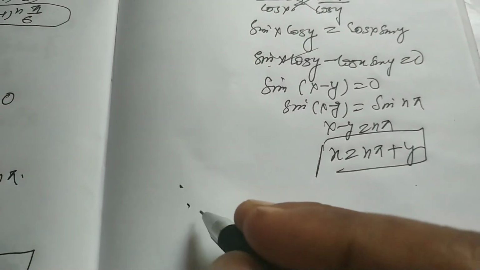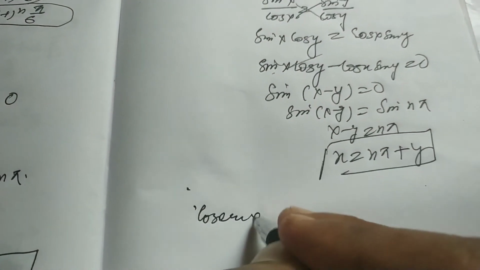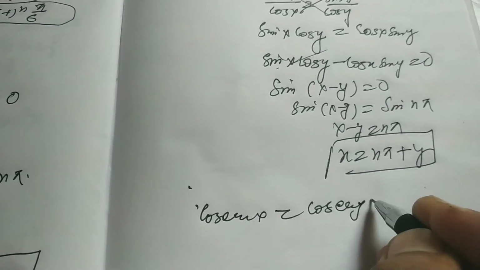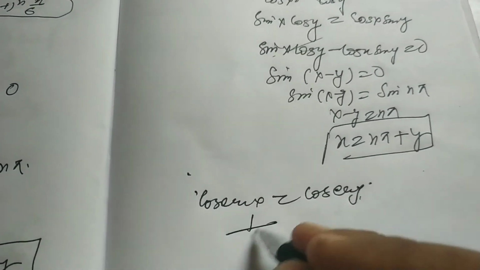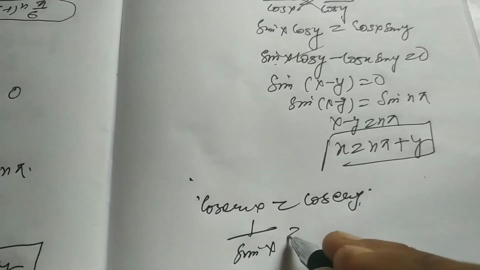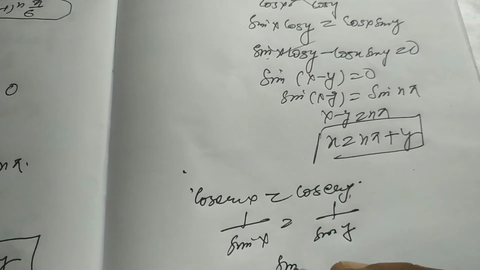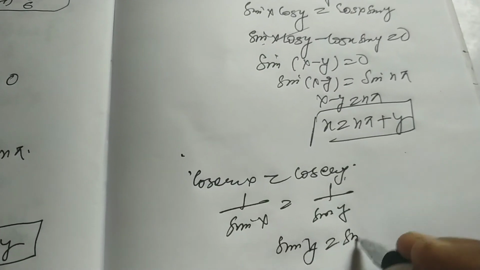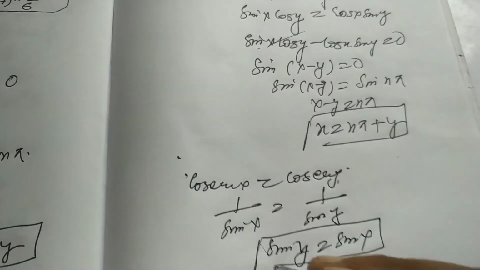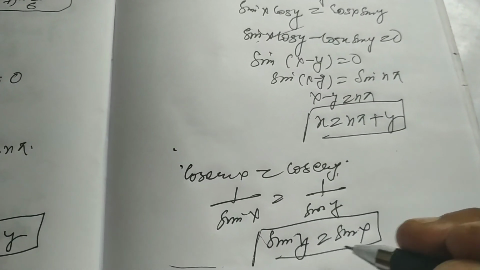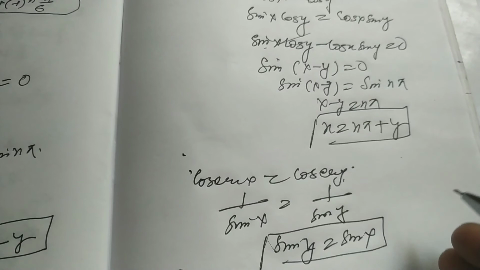For example, I'm just giving, if cosec x is equal to cosec y, you can solve like this. This is 1 upon sin x is equal to 1 upon sin y, and this is the same: sin y is equal to sin x. Earlier, it was sin x is equal to sin y, now it is sin y is equal to sin x.